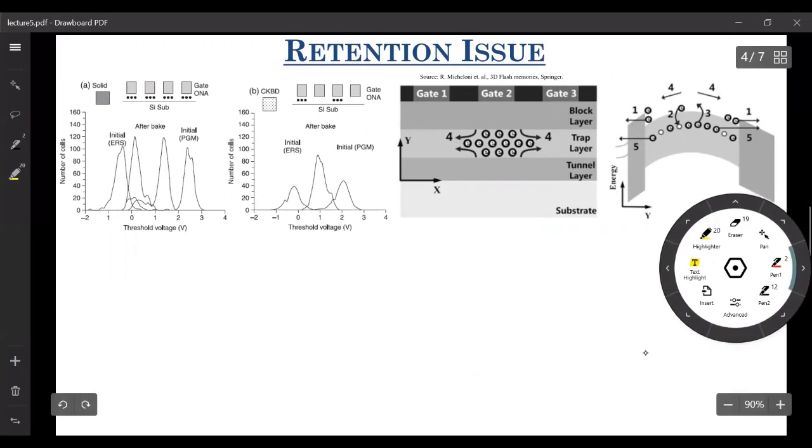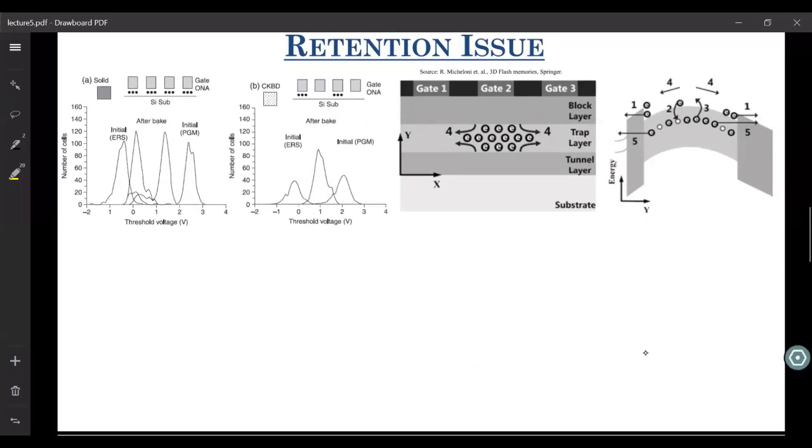If you see this figure on the right, let us try to identify these physical mechanisms which are responsible for charge loss from the nitride layer, where the charge is stored. So let us talk about one first. What is one? One is FN tunneling of electrons from the conduction band of the trap into the conduction band of the tunnel oxide or blocking oxide, and from there it can go into either side.